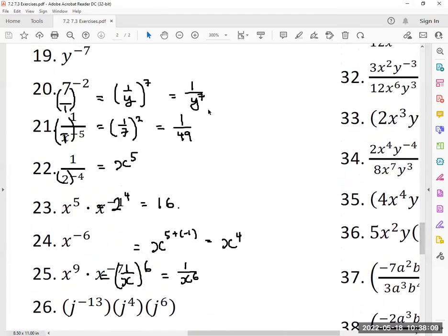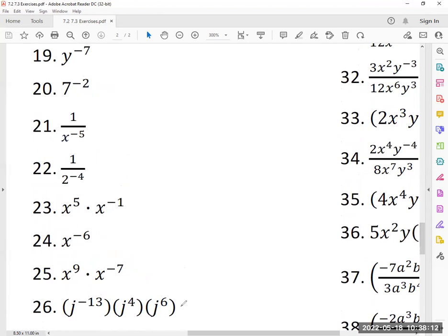What about this one? Number 26. The same bases are multiplying with each other. Yes, so what happens to the exponent? It's negative 13 plus 4 plus 6. What's the final answer? Negative 13, add a 4 to it, add a 6 to it. It's like negative 13, add a 10 to it. Yep. Correct. And I would leave it like that, but we don't want a negative exponent as my final answer. So it becomes, yes, that's my final answer.